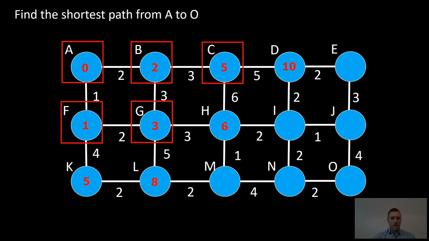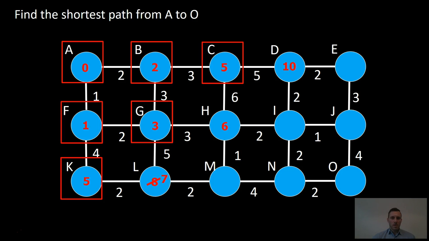Now we choose the least of all unboxed nodes again. This time it is K, and we make it permanent by boxing it. Now we consider all of the unboxed nodes connected to the node we've just boxed. The only unboxed node is L, which is labeled 8. This isn't the minimum weight if we go through K, so we cross out 8 and we write 7. That's 5 plus 2. So now the minimum weight to get to L is 7.